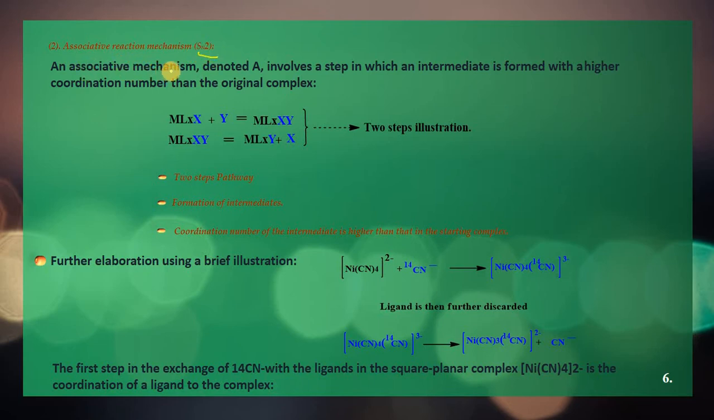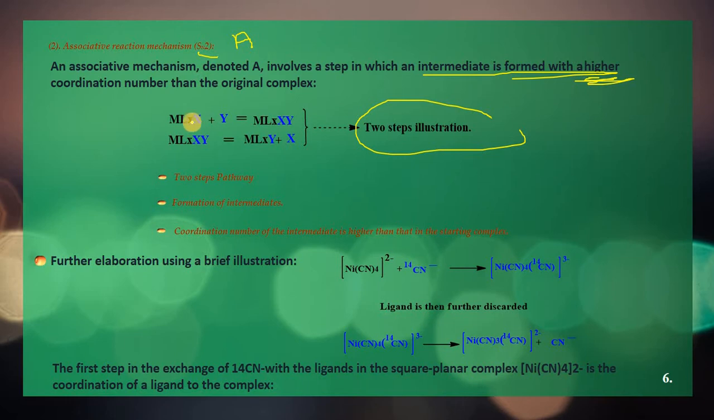The associative mechanism is quite different from the dissociative in that, firstly, it is denoted by A, while the other is denoted by D. Both are two steps, and the associative involves a step in which an intermediate is formed with a higher coordination number than the original complex. When I explained the dissociative, the intermediate had a lower coordination number, but this one has a higher coordination number.